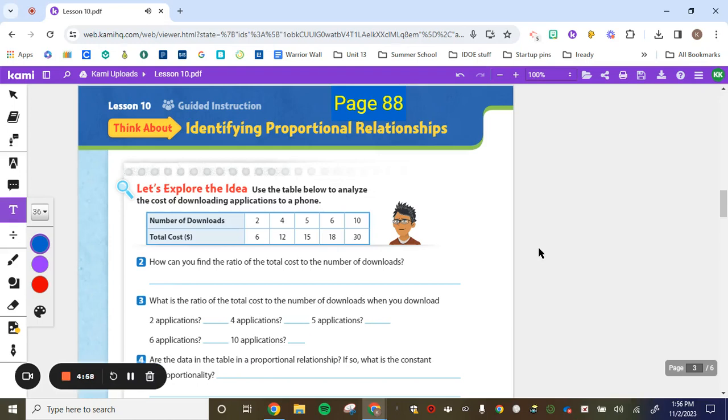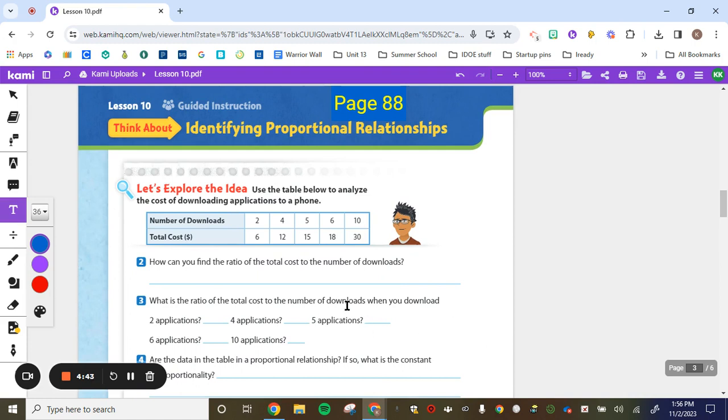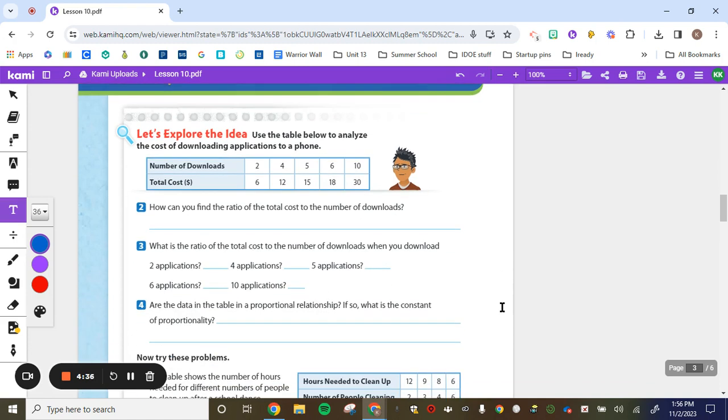Today in lesson 10, we're going to talk about identifying proportional relationships. But first, you are going to review some vocabulary from page 86 and 87 before we actually start this lesson. Now, our idea today is we're looking at how to find the constant of proportionality in proportional relationships and how to tell relationships are proportional.